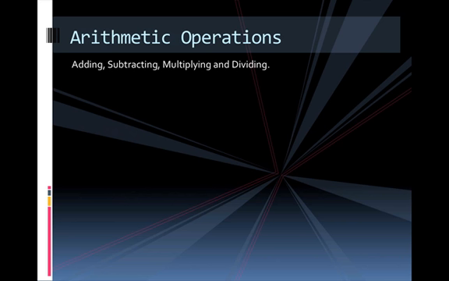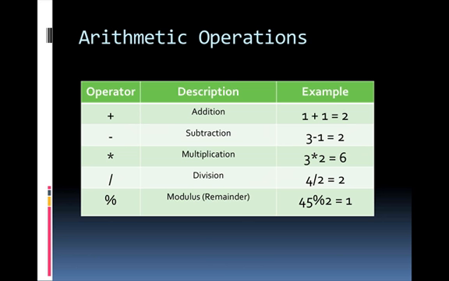Let's first start with the arithmetic operations, your basic mathematical operations: adding, subtracting, multiplying, and dividing, as well as an operator called modulus we'll discuss. Let's go over the basic operators. First, we have the addition operator. We've seen that before. It adds together the number on the right and the number on the left. You can see an example of it in the example column. 1 plus 1 equals 2. We also have subtraction. 3 minus 1 equals 2.